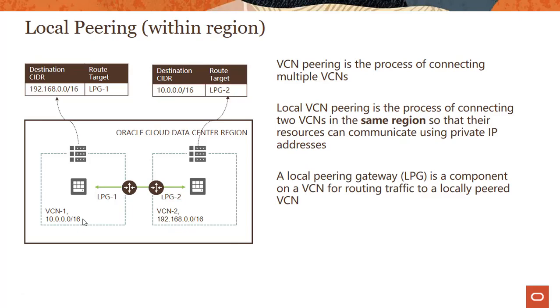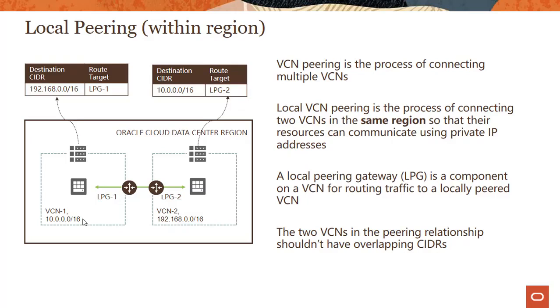Pretty logical. The other thing you would do here, which is not on the slide because we have not covered it, is open the virtual firewalls so you can let the traffic into this VCN from that VCN and vice versa.